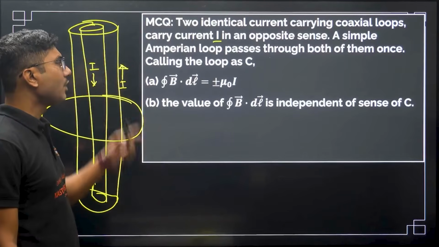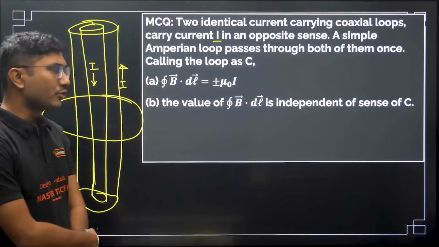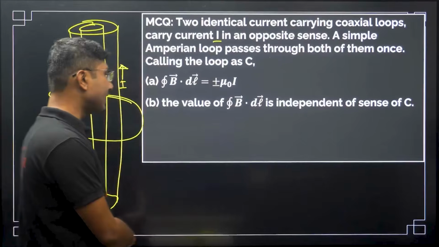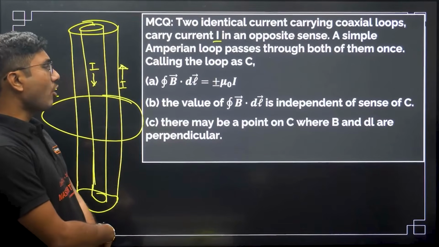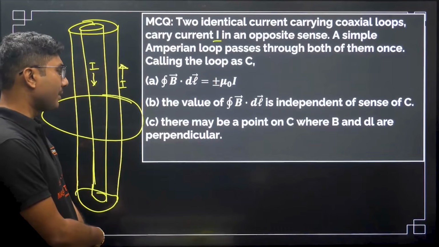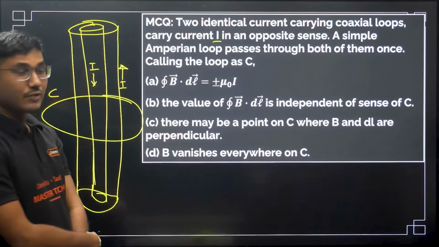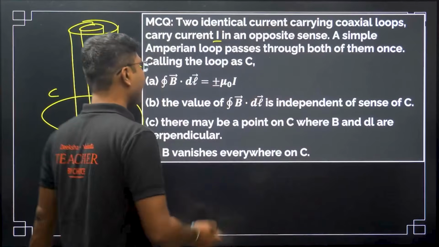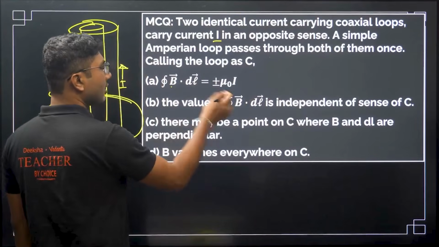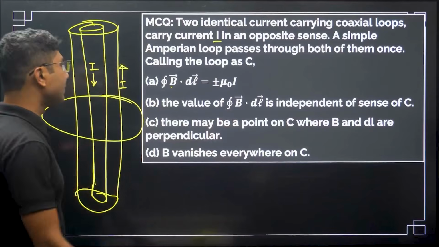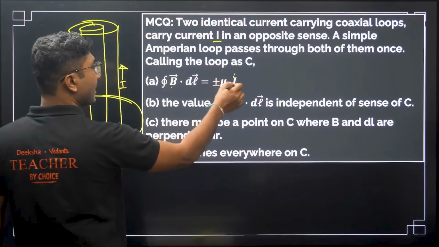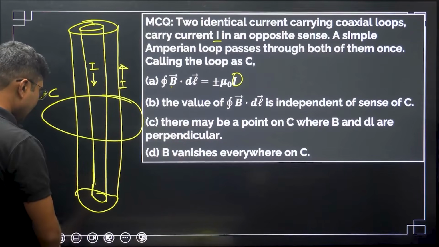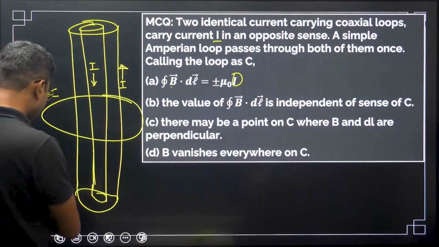The value of B dot dl is equal to plus minus mu naught I. Let's see: the value of B dot dl is independent of sense of C. There may be a point on C where B and dl are perpendicular. B vanishes everywhere on C. So what is the meaning of the last statement? The last statement is nothing but B dot dl equals 0. Now B dot dl is dependent on the current I. What is the current I in this case? One current going upward, that means plus I.